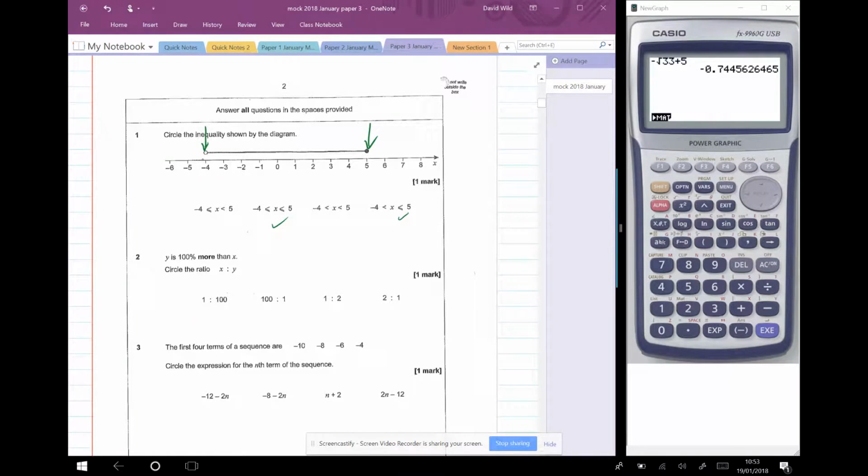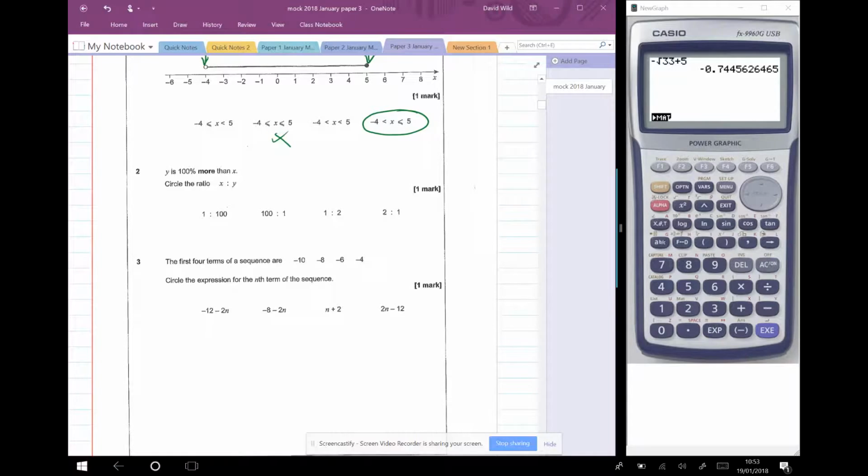And it's going from -4 but not including -4, so we can't have an equal sign here. Notice that this one's got an equal sign on, so this one's no good. This one is the correct one. So it doesn't include -4 because there's no equal sign there, but it does include 5, so there is an equal sign in this.